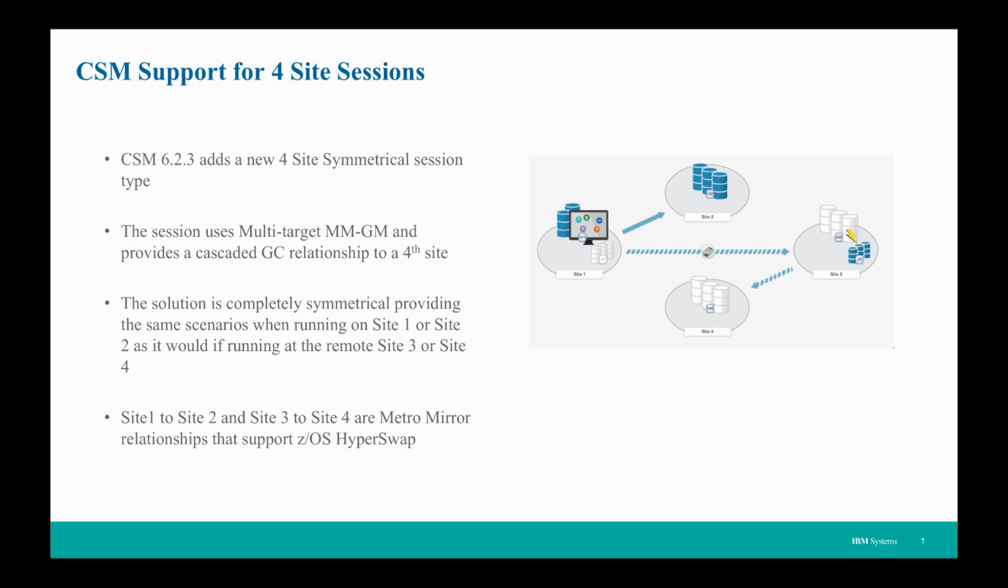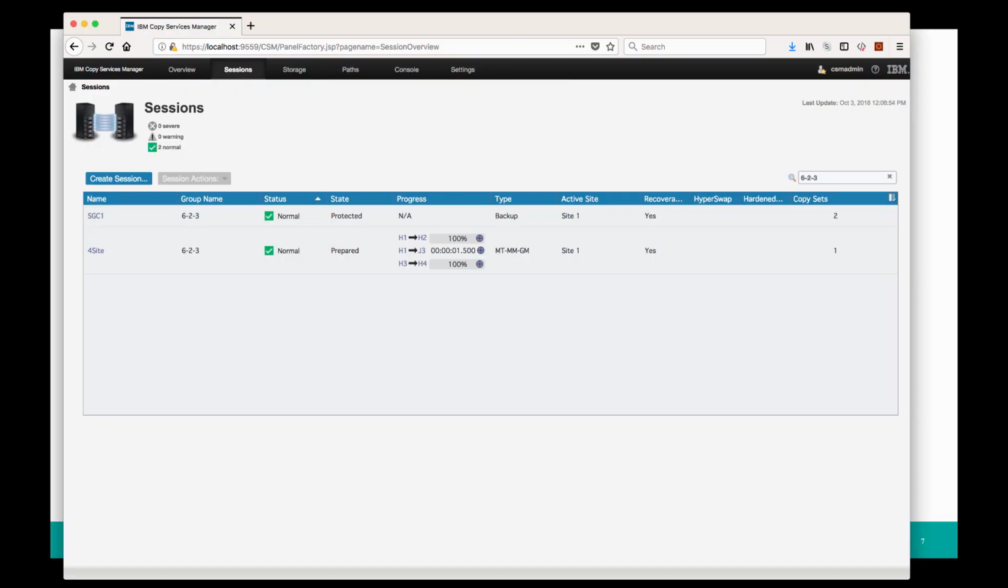So what it is, as you can see, it has 4 separate sites, and it's designed to be completely symmetrical. And so what that means is you have basically your 2 regions. You have your site 1, site 2 in one region, site 3, site 4 in another region, where site 1 and site 2 give you that local high availability, potentially using HyperSwap. Site 3, site 4 give you that remote high availability if you were to switch over there, potentially using HyperSwap as well. So I'm not just going to talk through it. I'm going to actually show you a quick demo.